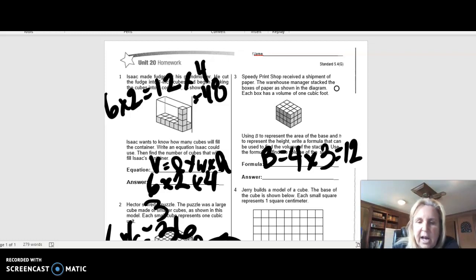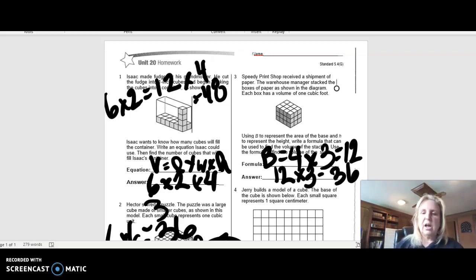Okay? Now, the height is going to be how tall it is, so that's 3, which means you're going to take the area of the base times the height, which is really the length times the width times the height, and that will give you 12 times 3, which is 36.